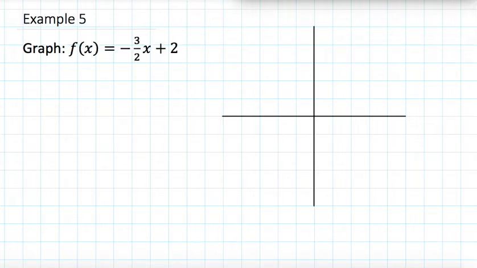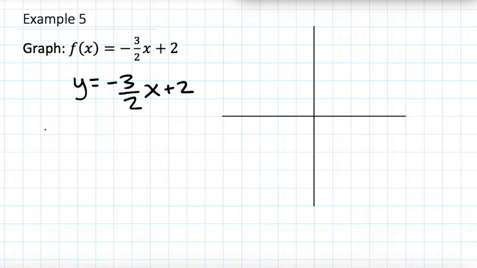We are now going to look at example 5. This problem says to graph f of x equals -3/2 x plus 2. And so the first thing that you need to realize is that when it says f of x, that's just another way of saying y when we're dealing with problems involving graphing. So you might see f of x equals or y equals, those are the same thing. So that's kind of the first concept here.